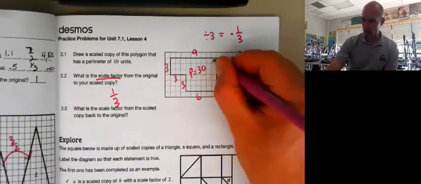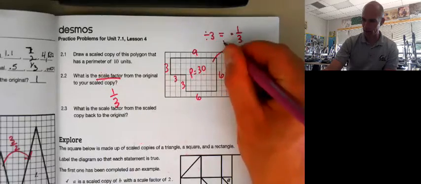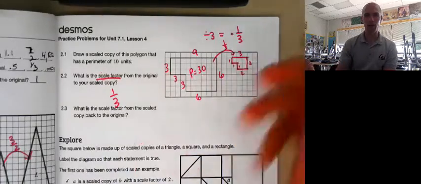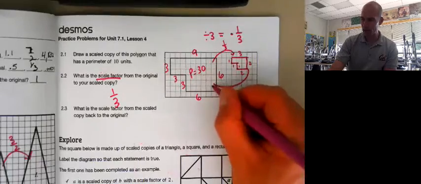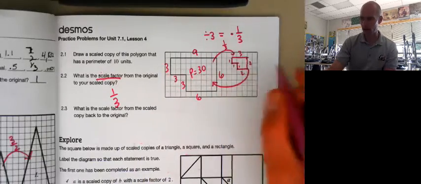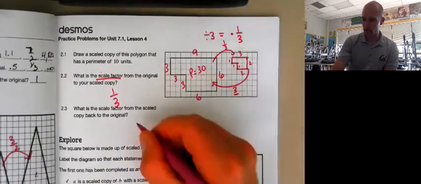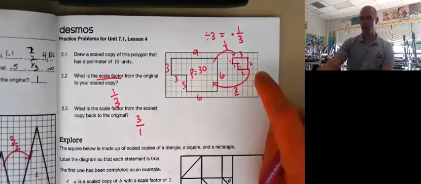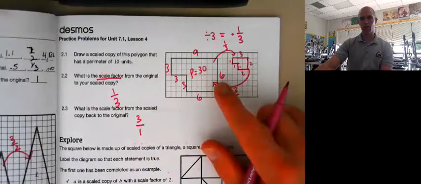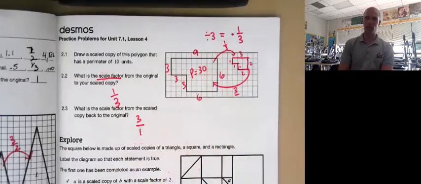Well, we know that to go from here to here is 1/3. And we're using that trick, right? That means to go from the copy back to the original is the reciprocal of 1/3, which is 3/1. All right, so the small one is 1/3 the size of the big one. And so therefore the big one is 3 times larger.